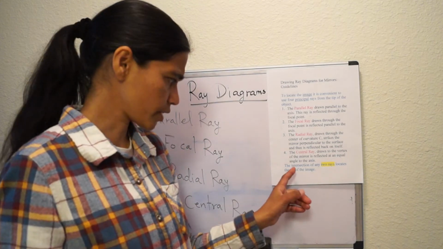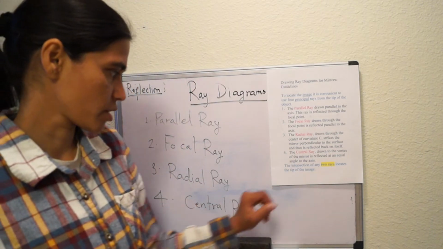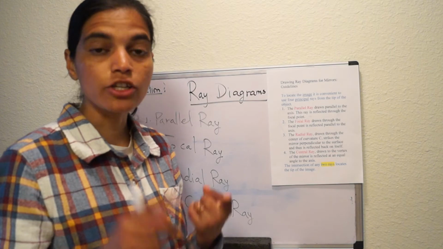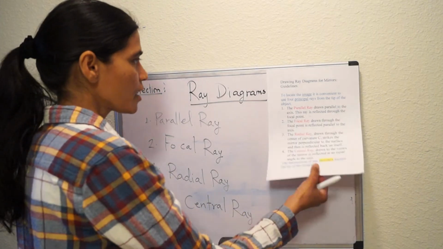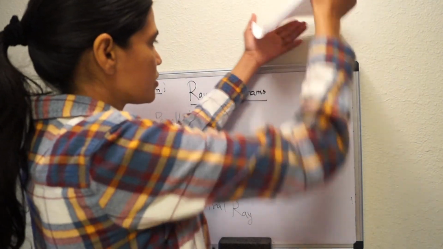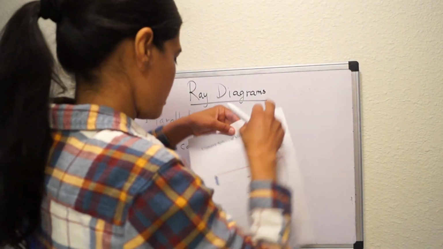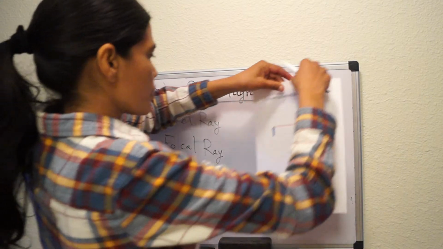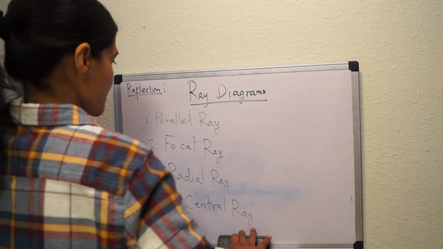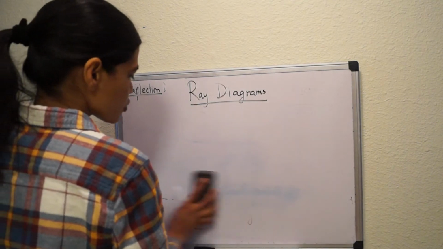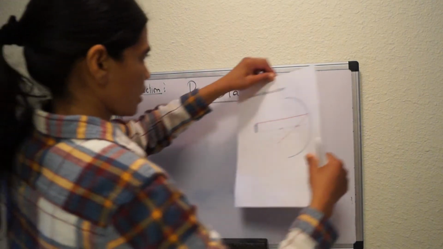Okay, so look at this. This is the interesting thing here. So intersection of any two rays can locate the tip of the image. Okay, now so let's jump into the example. Okay, so we have parallel ray, focal ray, radial ray, central ray. All of these rays we are going to draw one by one.